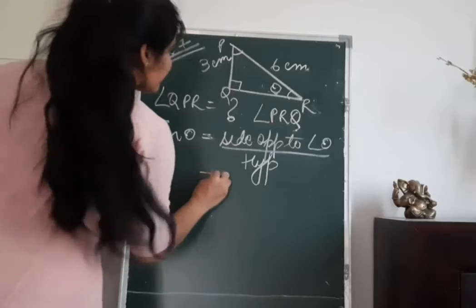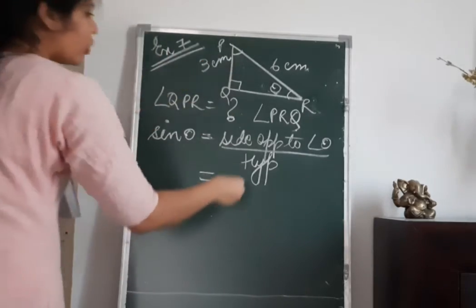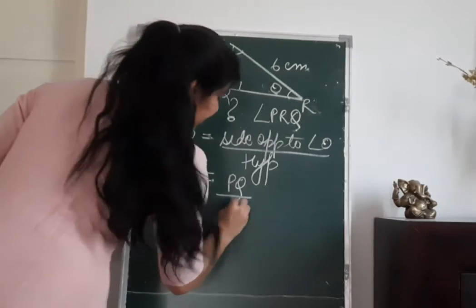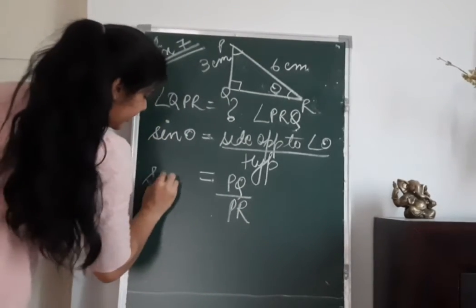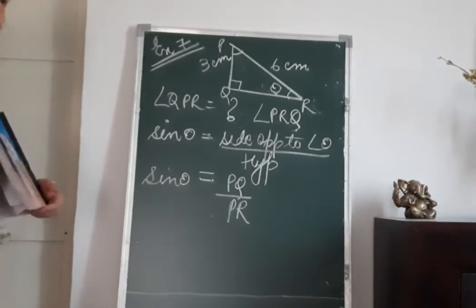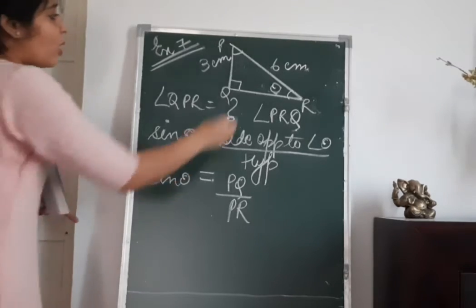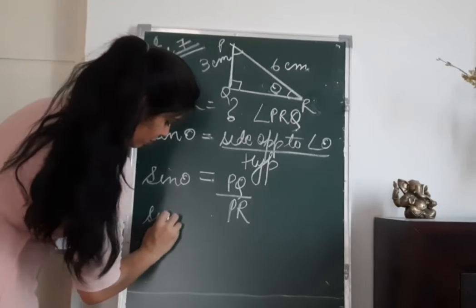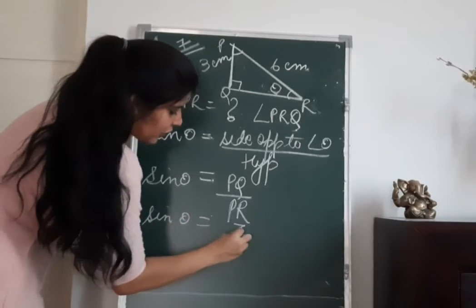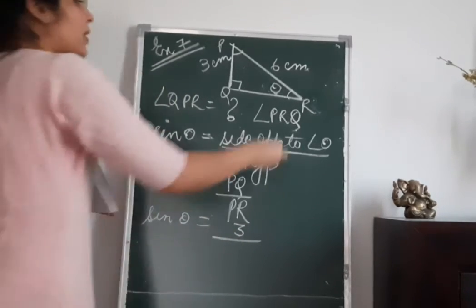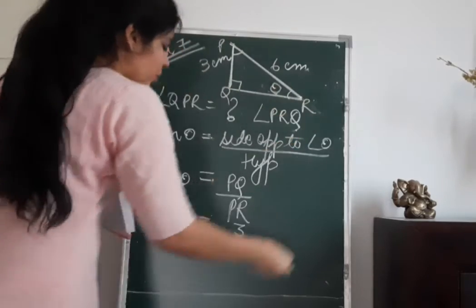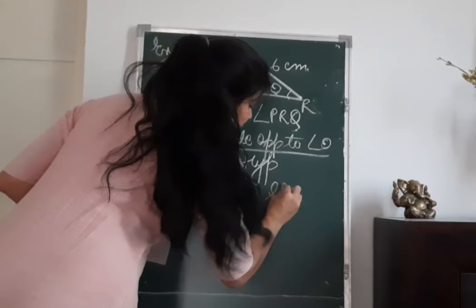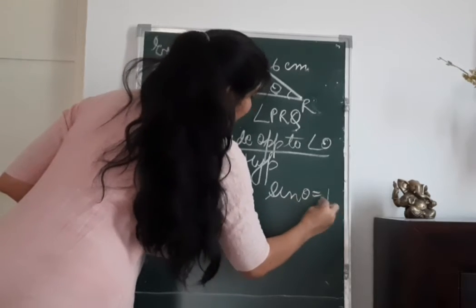Now which side is opposite to angle theta? PQ, and the hypotenuse is PR. So sine theta is equal to PQ upon PR. Now what is the value of PQ? PQ is equal to 3. What is the value of PR? That is equal to 6. So can I say sine theta is equal to half?